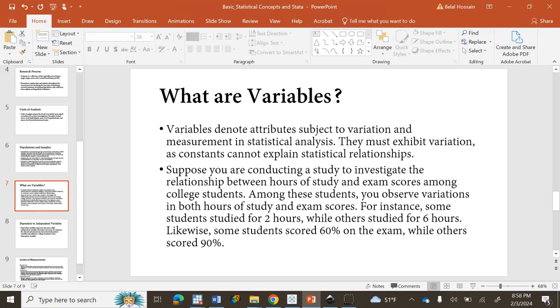If they are constant, you cannot explain anything. So what if everyone has equal hours of study, everyone has the equal GPA or exam scores? Then you cannot explain anything. So you basically explain the variation, the decrease and increase. What increases is the exam scores, and you are hypothesizing that if you study longer hours, you're going to get higher scores.